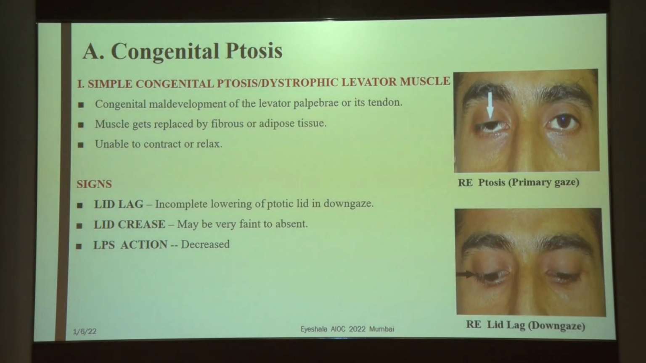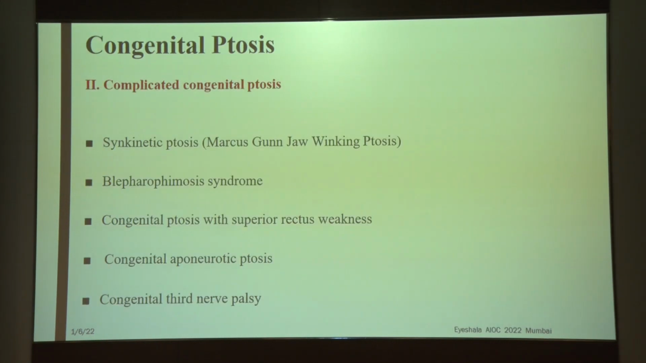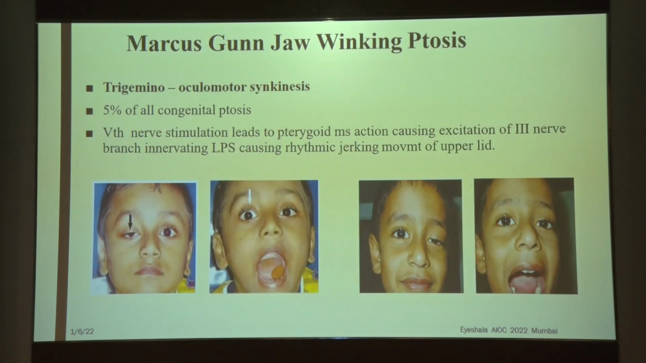So now coming to congenital ptosis, as I told you, main signs were lid lag, lid crease faint or absent, LPS action decreased. Complicated congenital ptosis can be Marcus Gunn, blepharophimosis, and superior rectus weakness. Marcus Gunn, 5% of all congenital ptosis can have this. Fifth nerve and third nerve, you know it's a misdirection. And as the child opens the mouth or makes chewing movements, the ptosis will decrease.